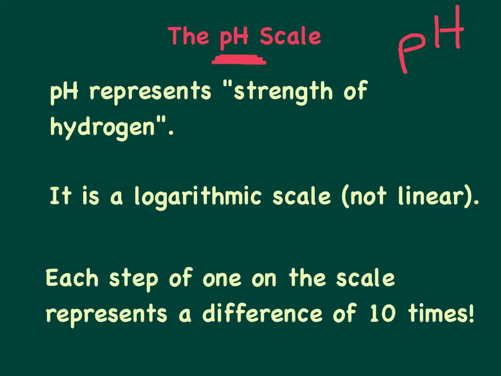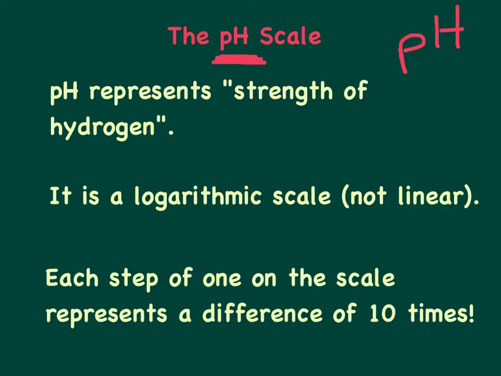So the more hydrogen ions that there are in a solution, the more acidic it is. Interestingly though, the more hydrogen ions there are, the lower the pH number. So a solution with a pH of 0 or 1 or 2 is a very strong acid, and that would mean that it's actually very high in hydrogen ions, or the concentration of hydrogen ions is very high.